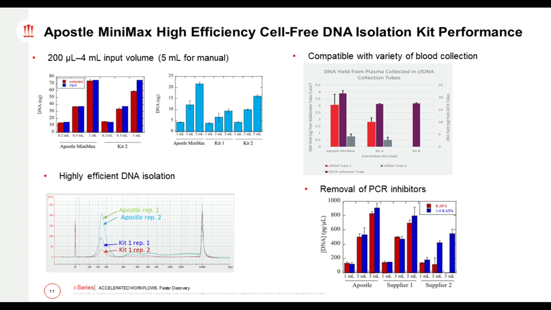Figure on the top right shows a comparison of yields from samples collected in different kinds of tubes. 3 different tubes were tested, the EDTA tube, Streck, and PaxGene tube. The yields are higher with Apostle for all the 3 tube types. Kit A still has some yields, but lower than Apostle extracted cfDNA. But Kit B did not have any yield from non-EDTA tubes.